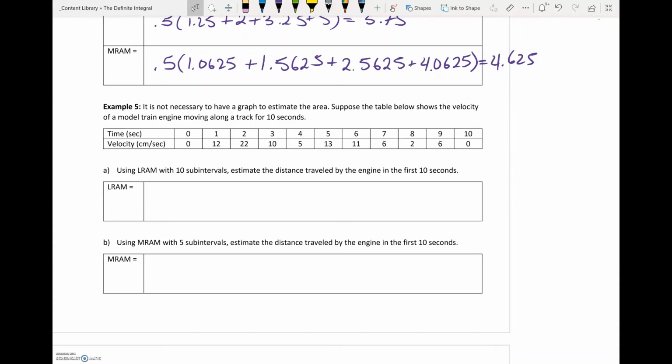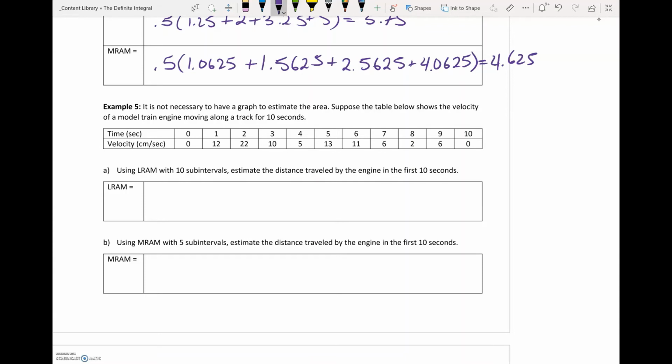Okay, in this next example, we're given a table of values. And it's given us velocity of a train moving on a track over 10 seconds. So we don't always need to have a graph to estimate the area. We can also just read off of a table of values to do the same thing. So we're going to do an LRAM and an MRAM calculation, and we need 10 subintervals. And we're going to estimate the distance traveled by the engine in the first 10 seconds. So again, remember your LRAM, you're going to use the most left point.